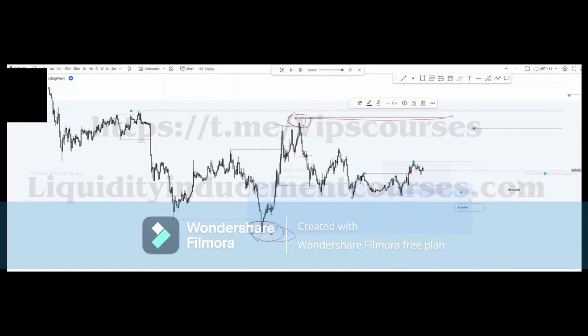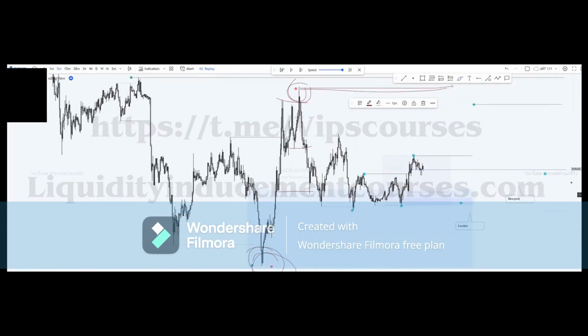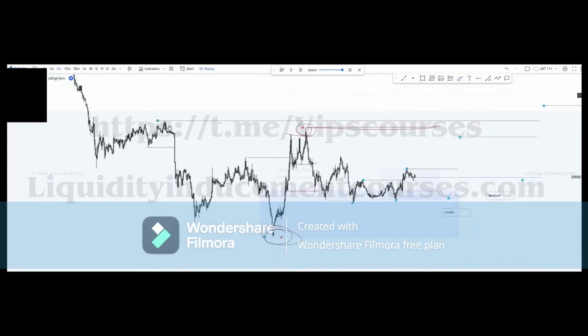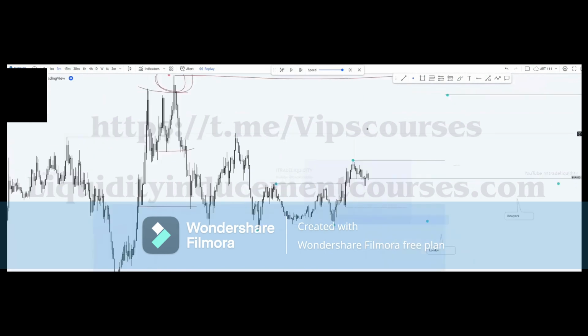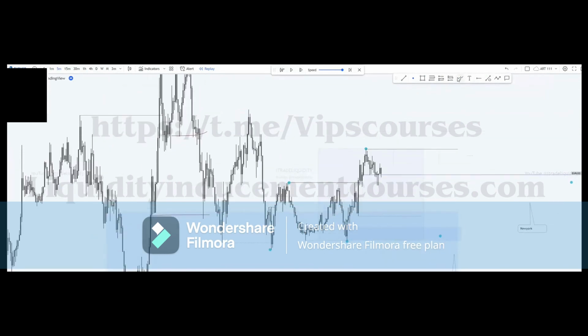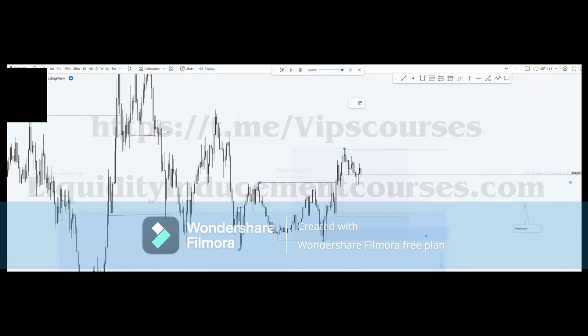Now, let's play this out. We'll get into this green area here, and I'll explain what's going on there. But let's continue from here. So what's going on here? We have a round liquidity, breakup structure. Now we have a new range created from here to here.